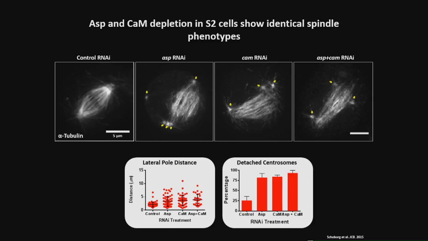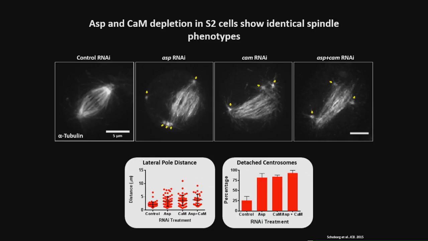We set out first to verify this genetically, and we did this using an RNAi-based approach in which we depleted S2 cells with either Asp, CaM, or a combination of both. I want to point your attention to two phenotypes here. The first, you'll notice, is this loss of spindle pole focusing. Then you'll also notice that these centrosomes have completely detached from the spindle pole and are just randomly floating around the cell. Importantly, we see an identical phenotype when we just deplete CaM alone. And then, perhaps more importantly, we see no more severe phenotype when we deplete both simultaneously.